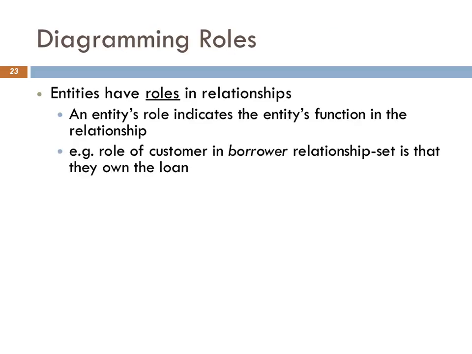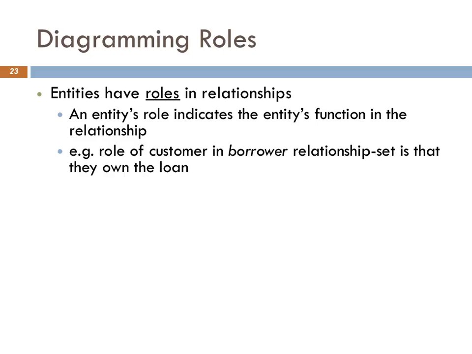Okay, diagramming roles. This is what I was talking about last lecture, that sometimes the role is not obvious. Now, it was really obvious in borrower, right? The loan is the thing that represents the borrowed amount. The customer is the one who borrowed the money, right?